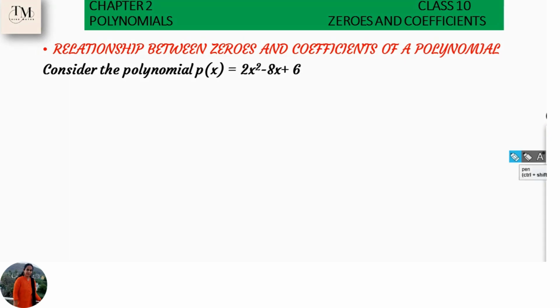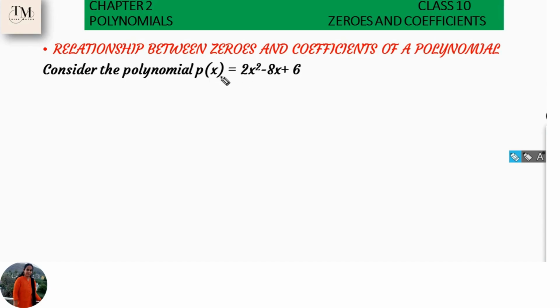So what are zeros? Zeros are nothing but the values we substitute for x so that the value of the polynomial is equal to 0. So they are called zeros of the polynomial. Coefficients are the values before the variable, that is, the coefficient of x square is 2, the coefficient of x is minus 8, and 6 is the constant term. So we have to find the relationship between those zeros and coefficients.